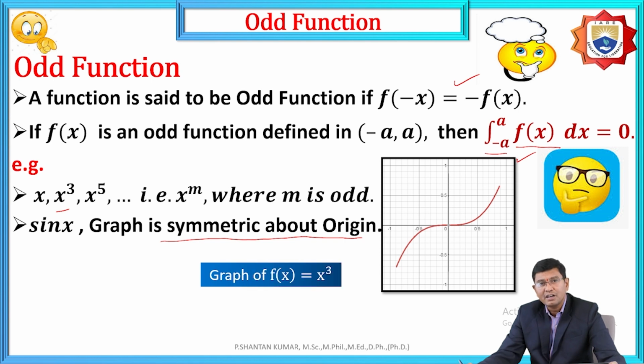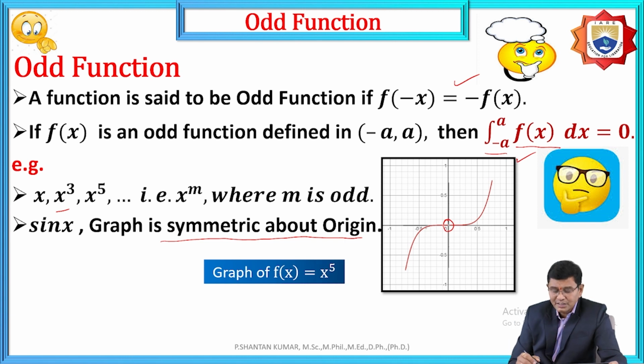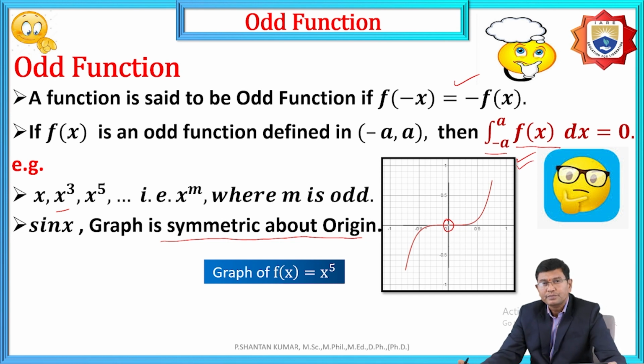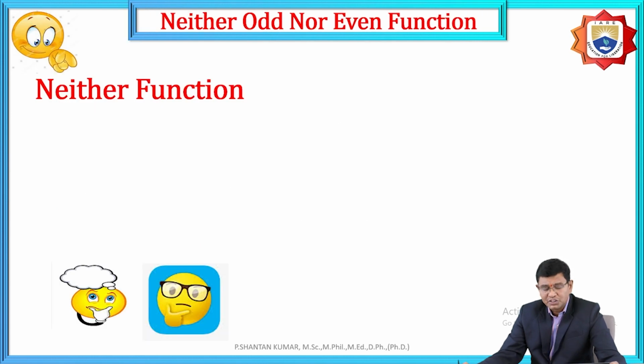For example, take the graph of the function x cube. That x cube also passes through the origin. And next, the graph of, for example, x power 5. The graph of x power 5 is also clearly shown like this, and moreover it is also passing through the origin. Similarly, for any given odd function, the graph automatically passes through the origin.